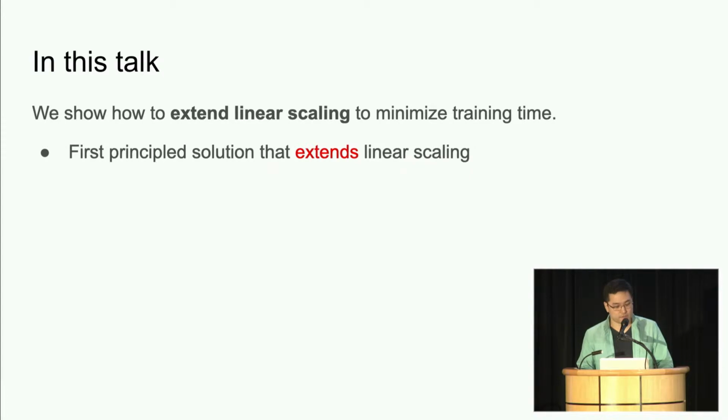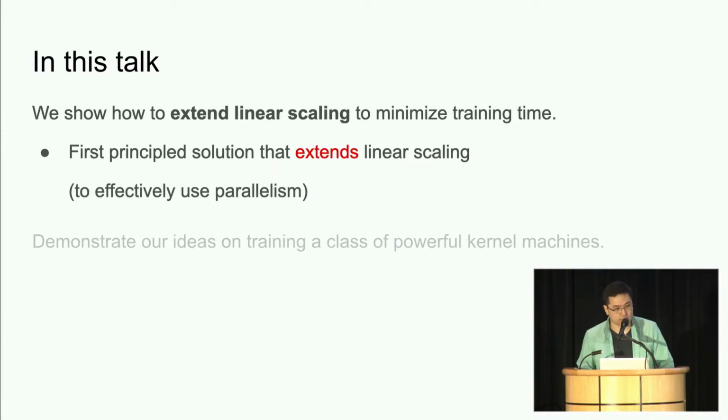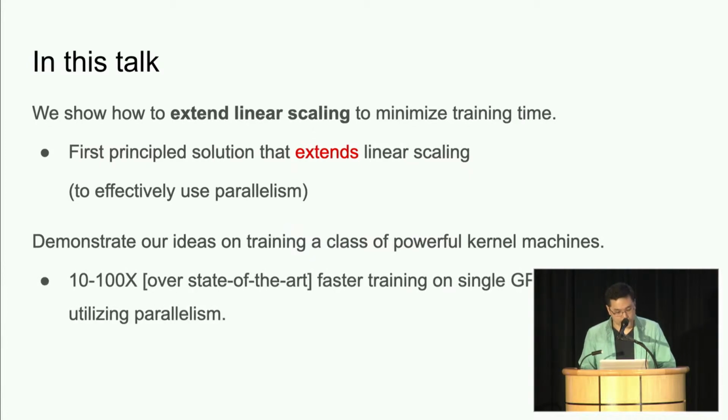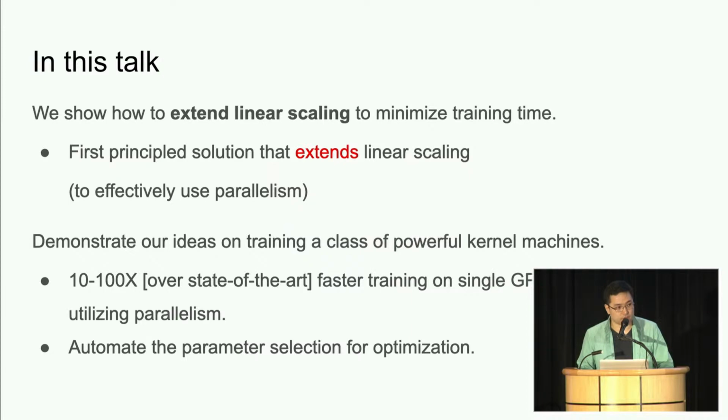So I would like to present the first principle solution that extends the linear scaling to effectively utilize the parallelism. This idea is demonstrated on a class of kernel machines. And we easily achieve a 10 to 100 times speedup on a single GPU over the state-of-the-art kernel methods. And we also fully automate the parameter selection during the training.